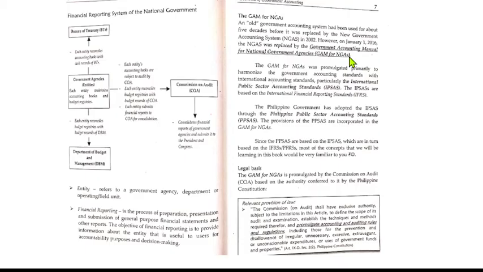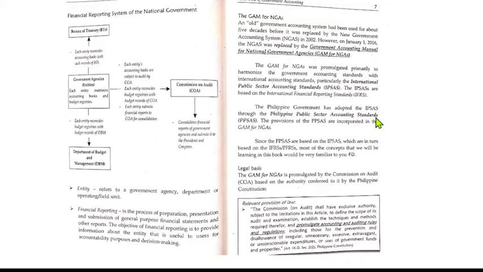Okay. So the GAM for NGAS was promulgated primarily to harmonize the government accounting standards with international standards. So ang sinusunod natin dito is yung International Public Sector Accounting Standards. Yung IPSAS ay based sa IFRS. Okay? So sa Philippine government, inadapt natin yung IPSAS at ginamit natin through the PPSAS.